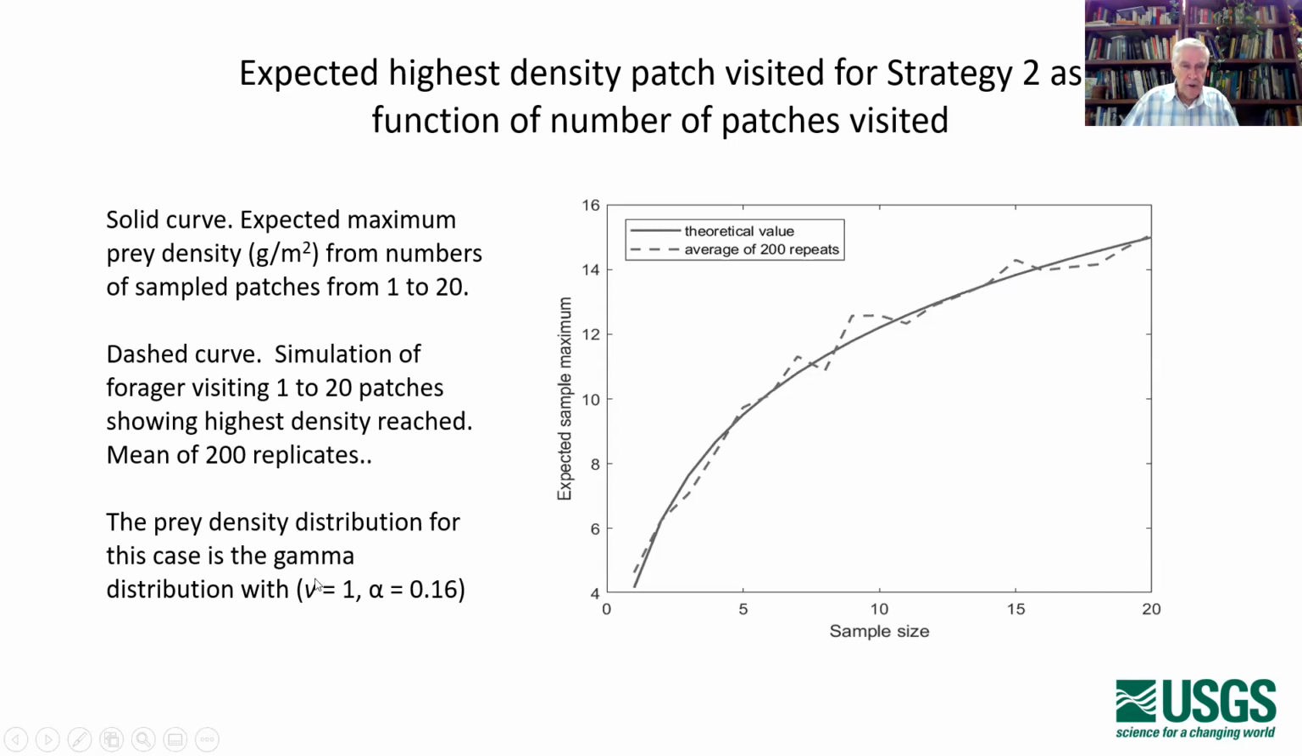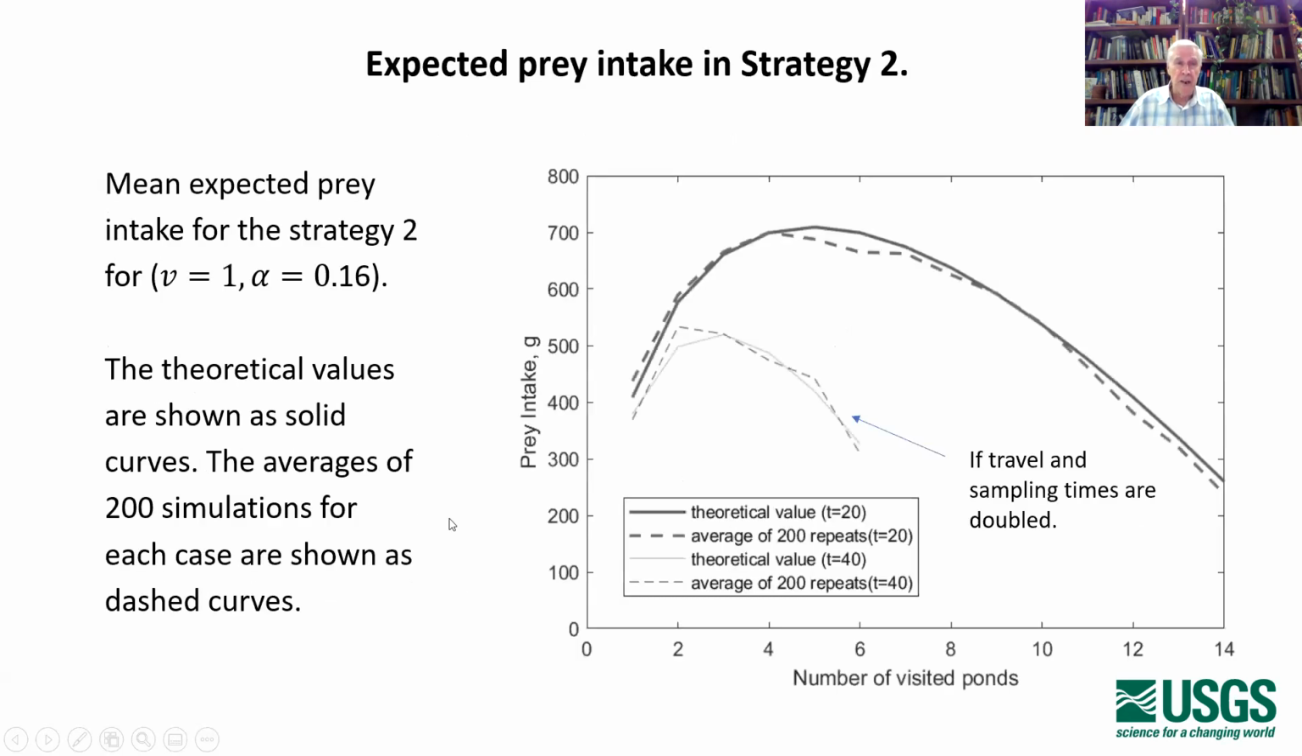So this prey density distribution is for nu equal 1, alpha equal 0.16. So that's the expected highest patch density. From that, we can calculate the expected prey intake from the formulas I gave a little bit earlier. And this is the expected prey intake for strategy 2 with nu equal 1, alpha equals 1.6.